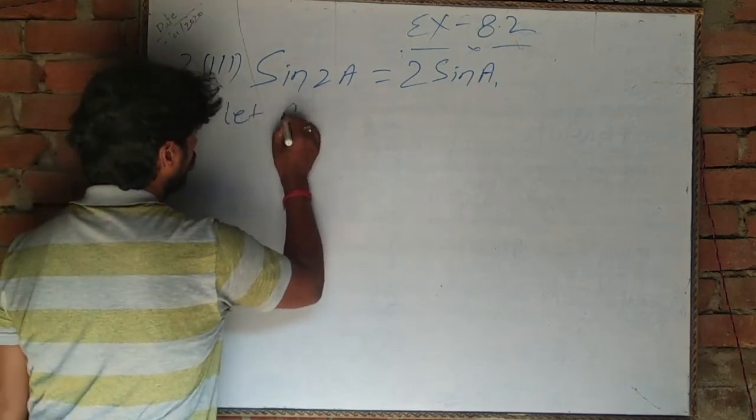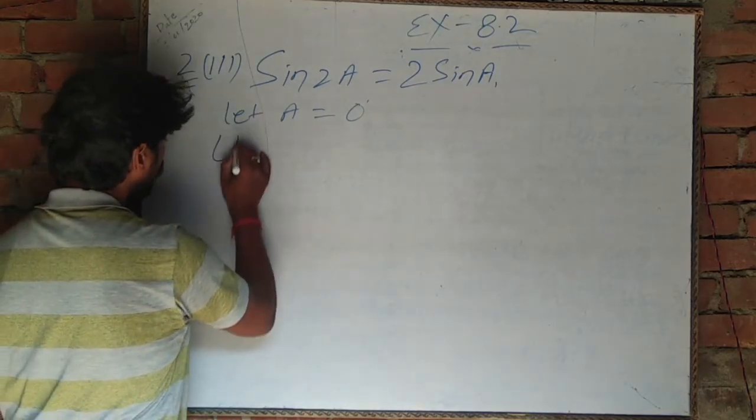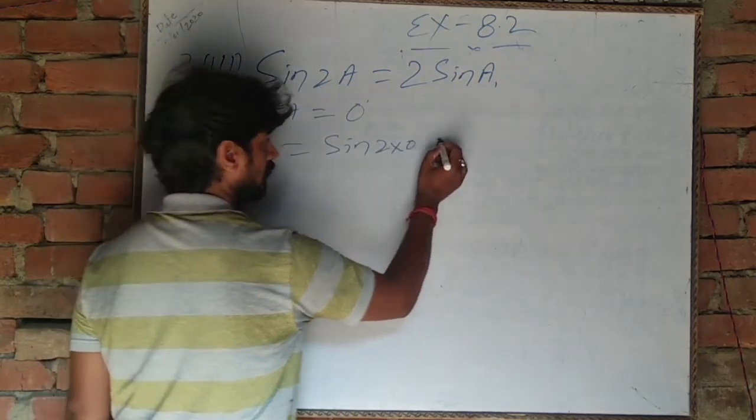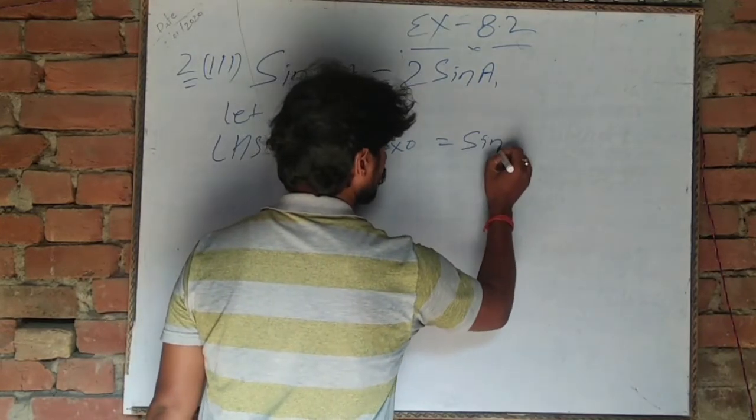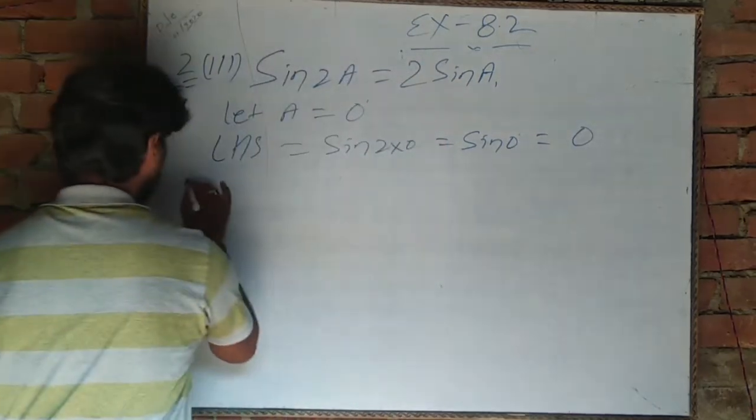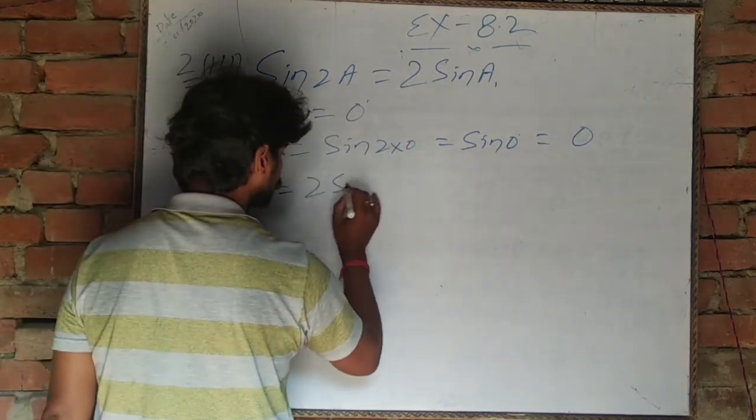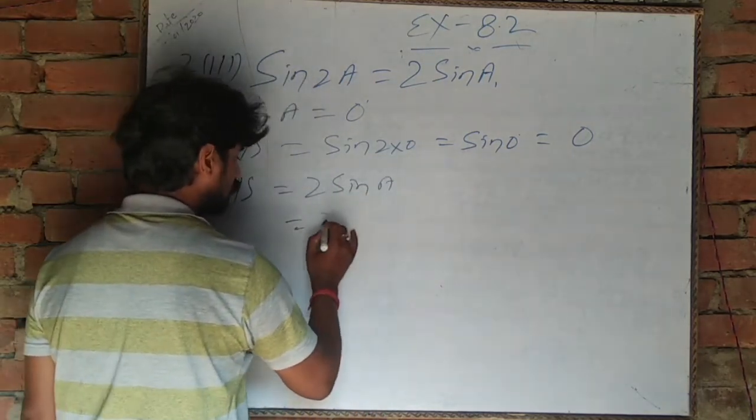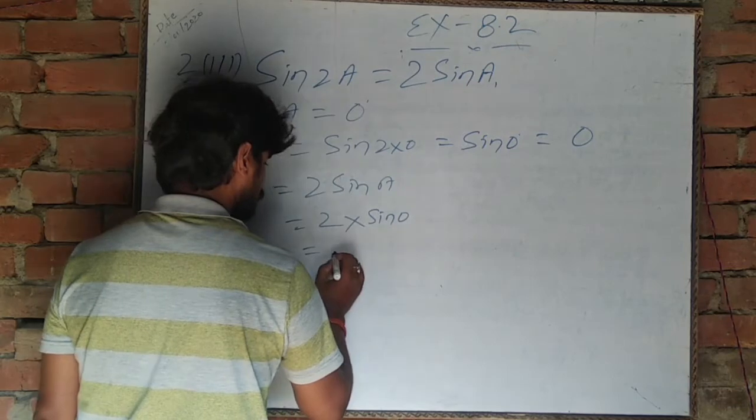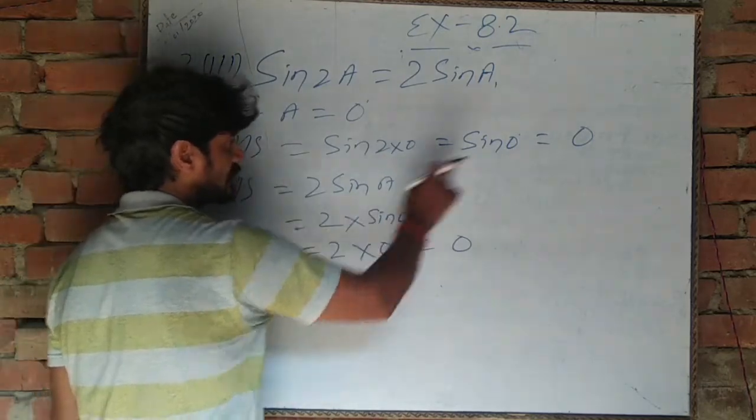Let A be equal to 0 degree. Then LHS is equal to sin 2 into 0, which is sin 0 degree, equal to 0. And RHS is equal to 2 sin A, that means 2 into sin 0. Sin 0 means 0. That means 0. Here, LHS and RHS both are equal.